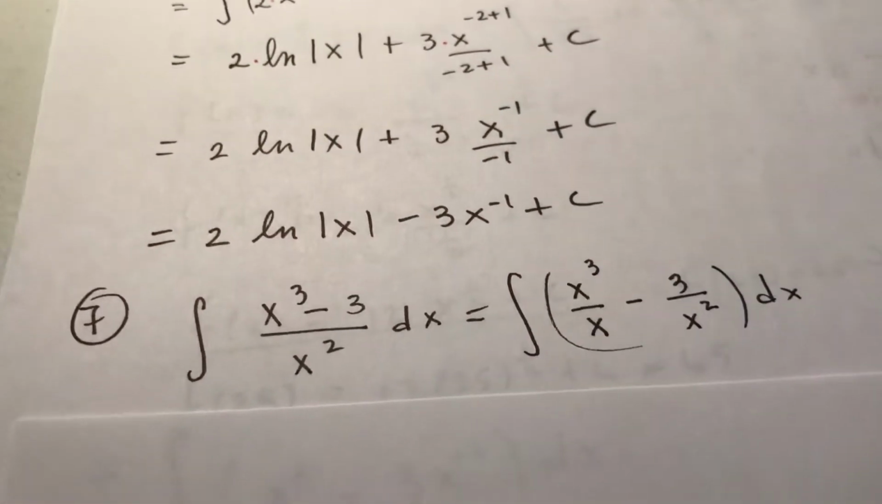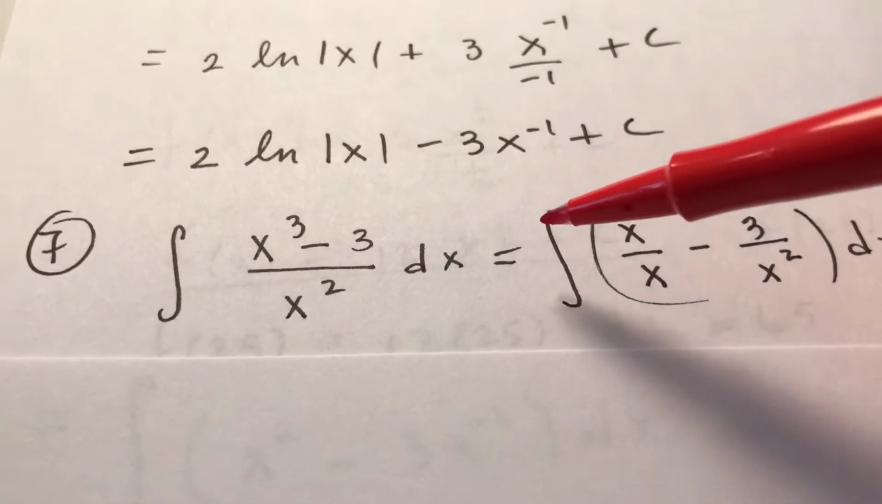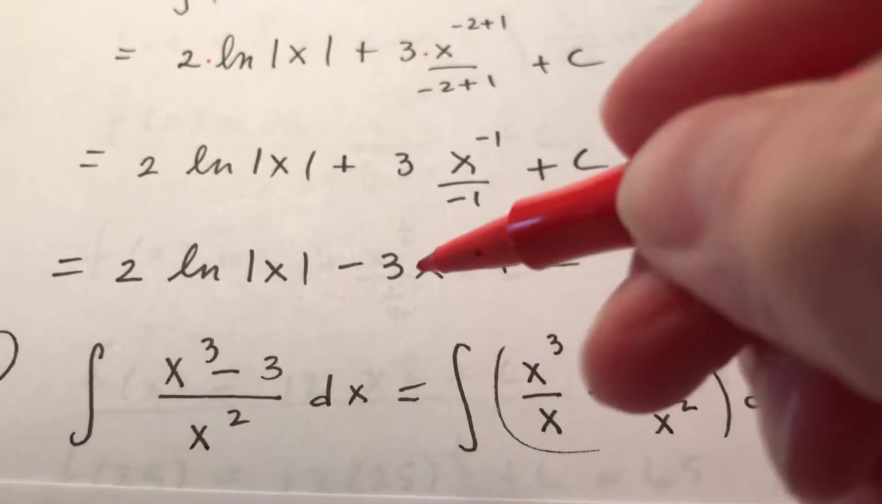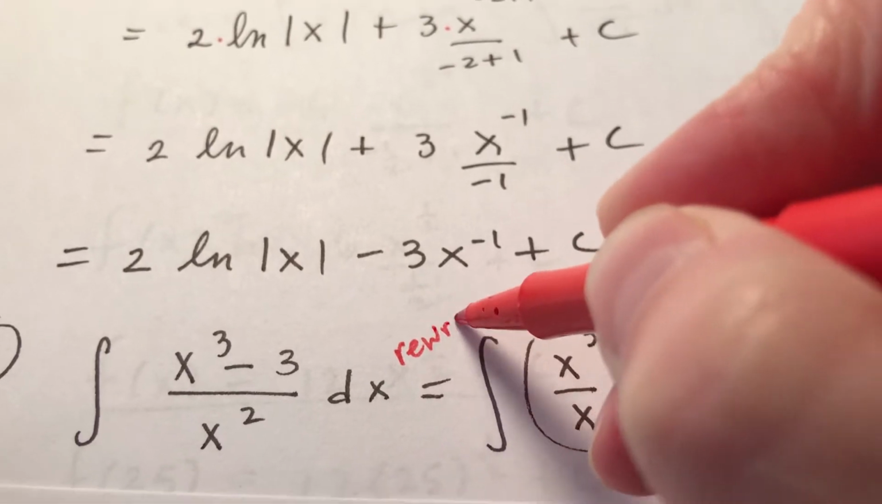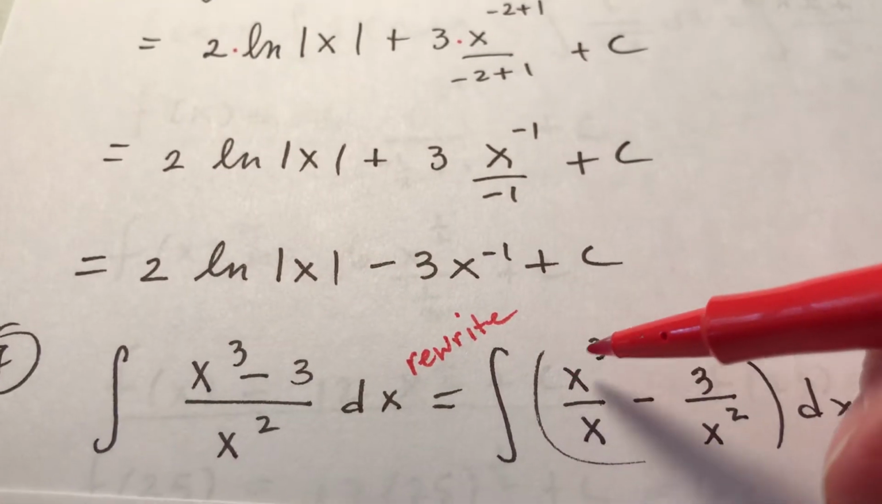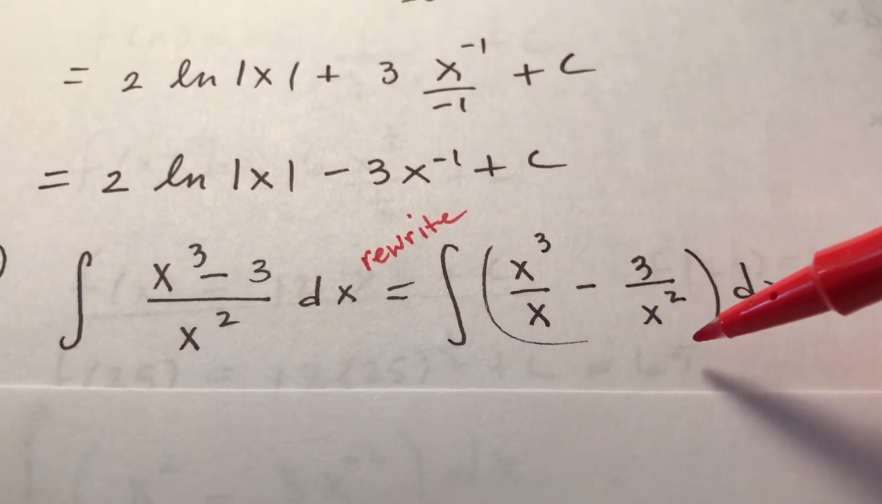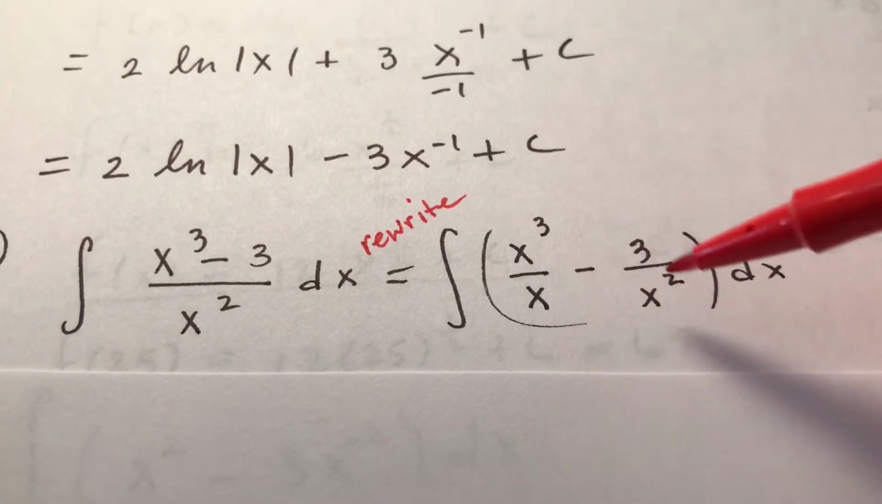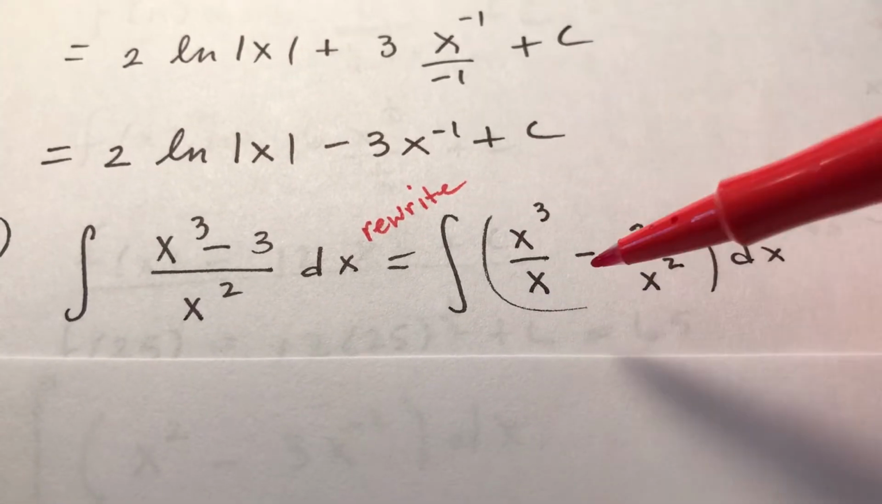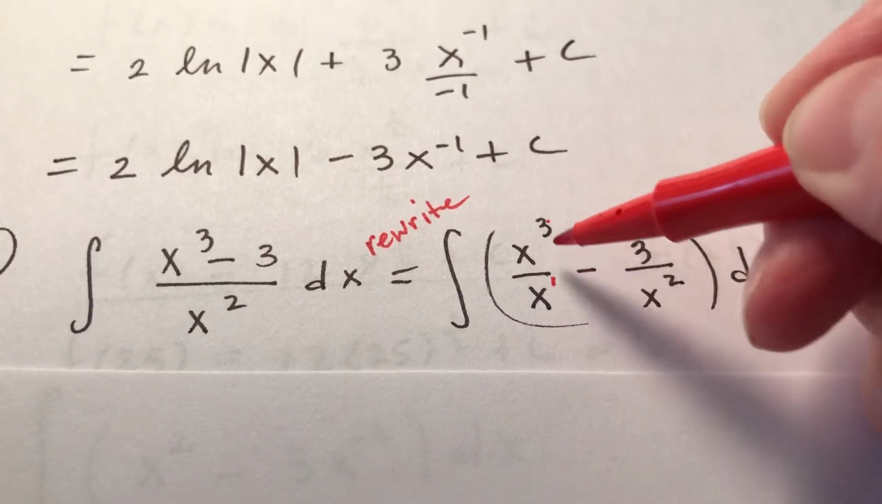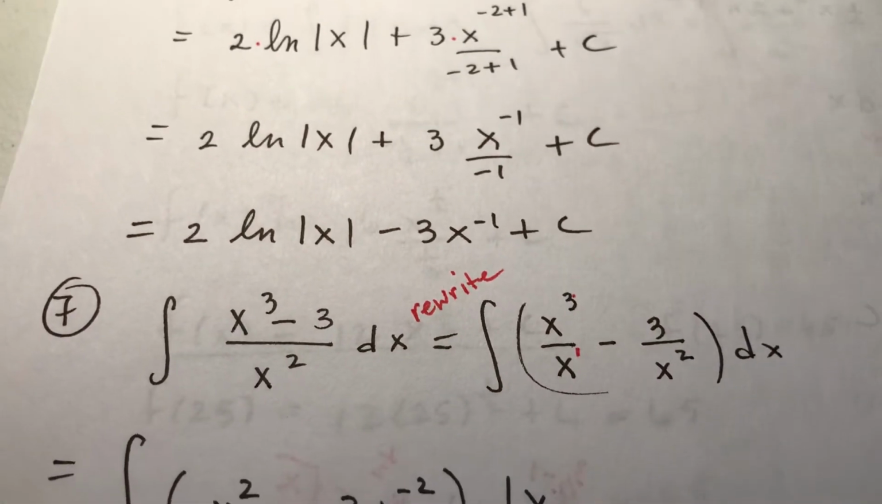There's no quotient rule for antiderivatives. We just have to rewrite it. So I'm doing a rewrite, and I'm going to take the x to the third over x minus the 3 over the x squared. Now we still need to simplify and rewrite this. So x to the third over x would be x squared.